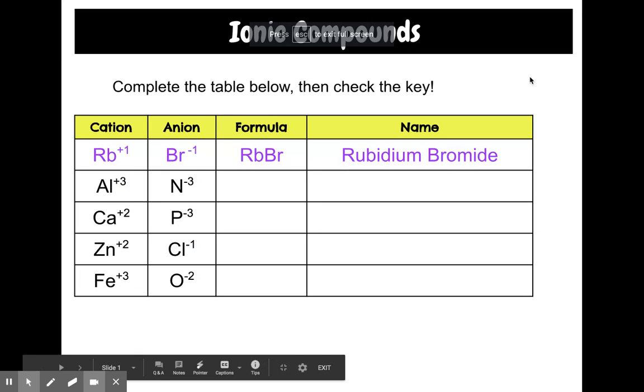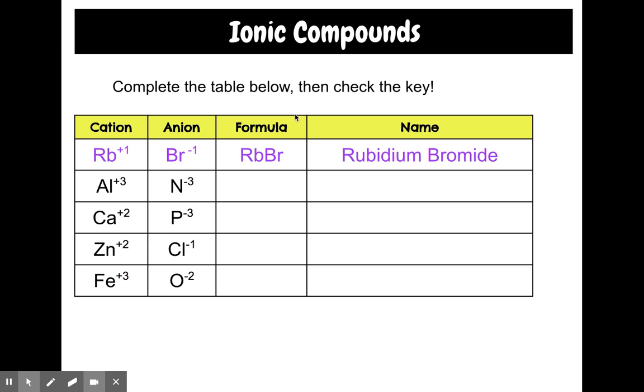All right, here is the key to the Ionic Compounds Practice. The first one is done for you for the formula and the name. The second one, aluminum has a +3 charge, nitrogen has a -3 charge. Since the positive and negative charges are equal, you just need one aluminum and one nitrogen atom for that.